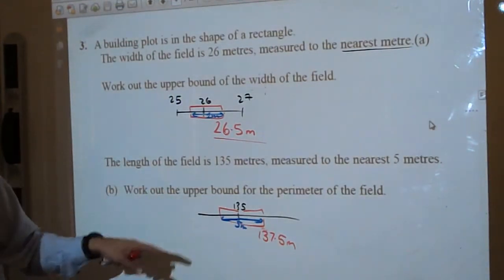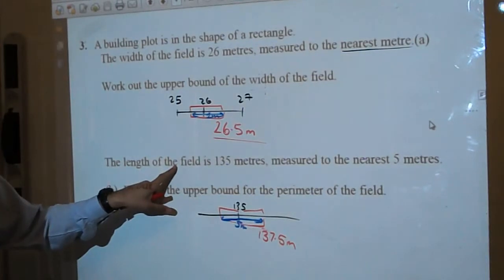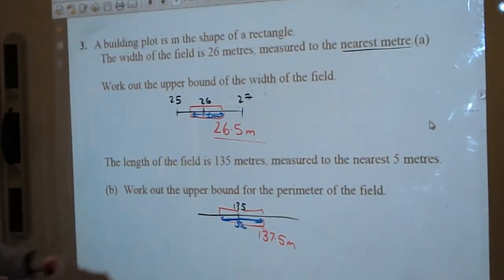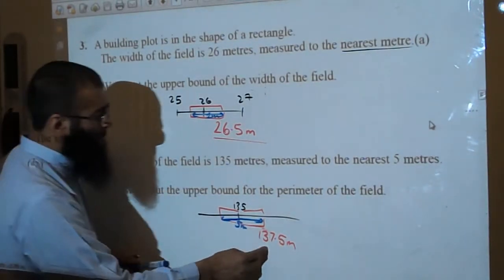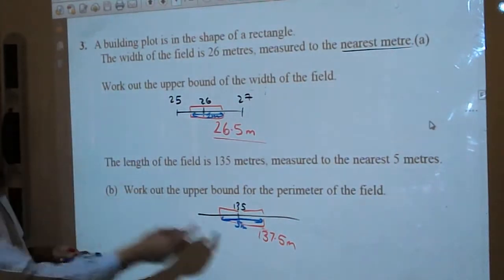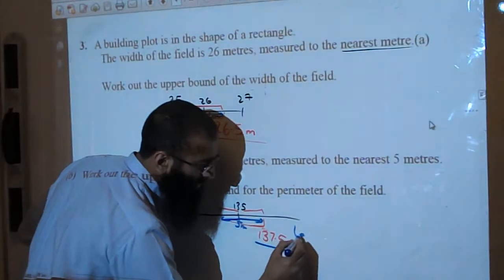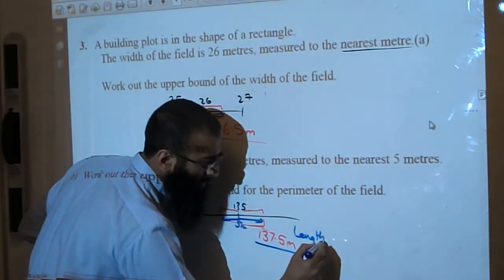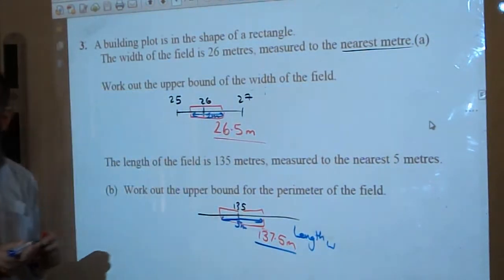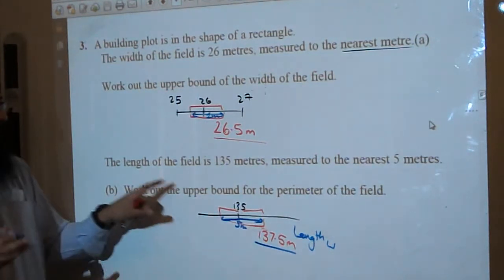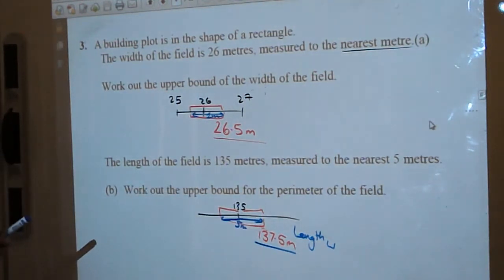That actually isn't the answer, because that's just the length. So you have to find out the perimeter. Yes, I'm going to do that now. So we got here now, this is the upper length. This value here is the length upper bound. Are we happy with that? Now if you want to work out the upper bound of the perimeter, you need the length and width, isn't it?